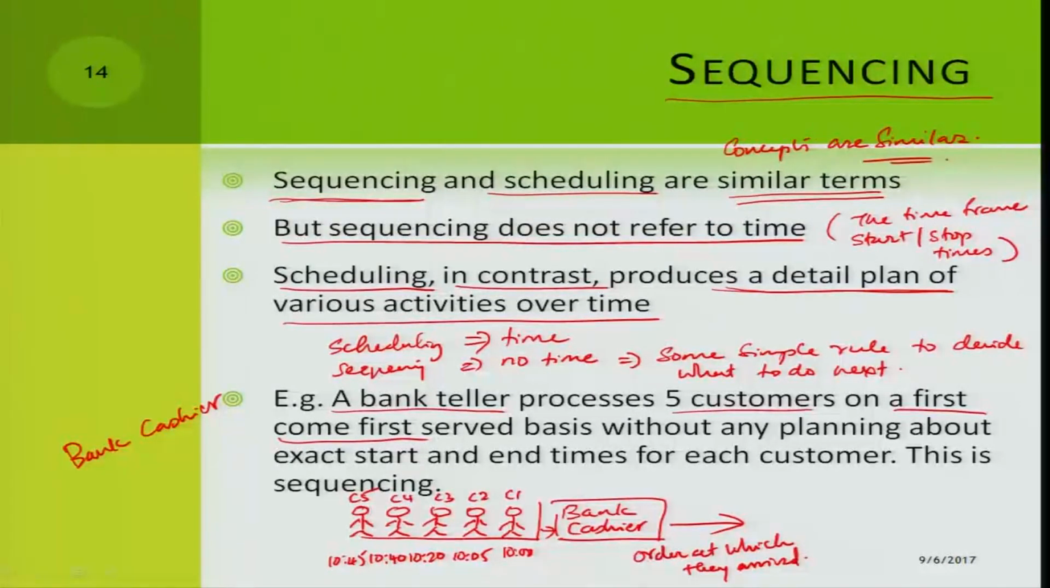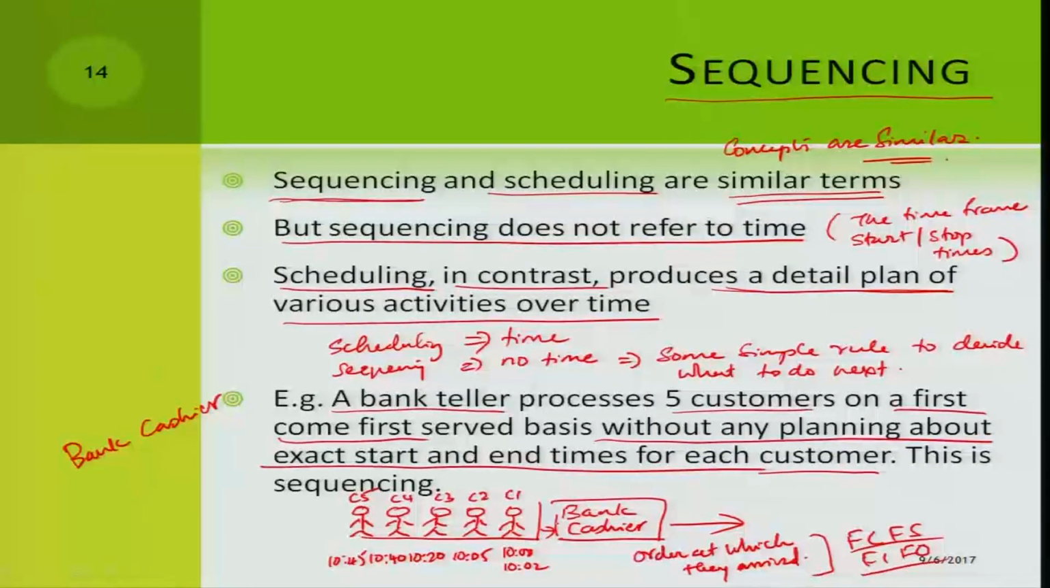Even if they came at 10:02, it does not matter, customer 1 will be processed first. This kind of system, where customers are processed in the order in which they arrived, is called first come first serve or first in first out. These are the terminologies that are used. There is no planning; whoever came to the queue first will be processed first, without any planning about the exact start and end times of each customer. This kind of mechanism is called sequencing.